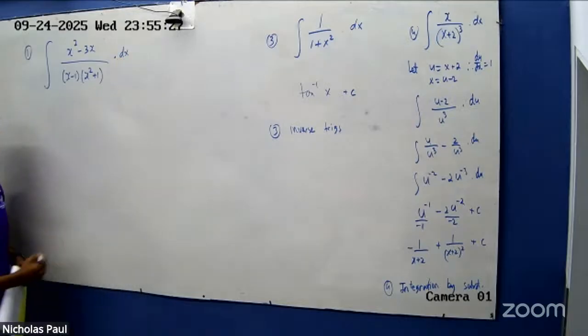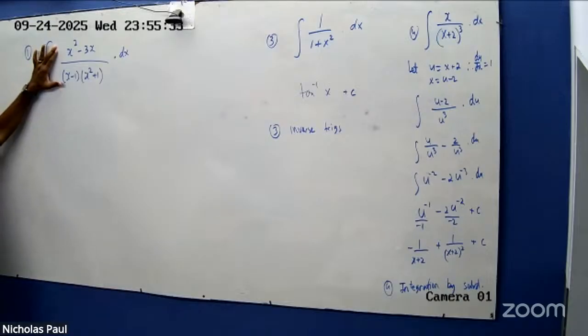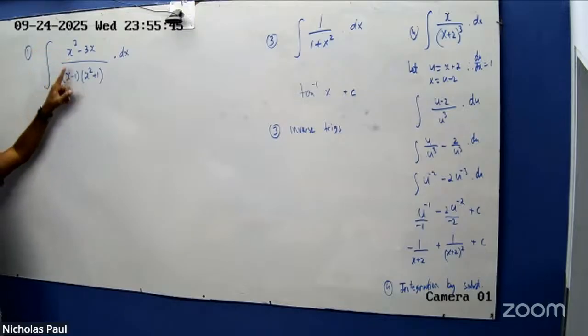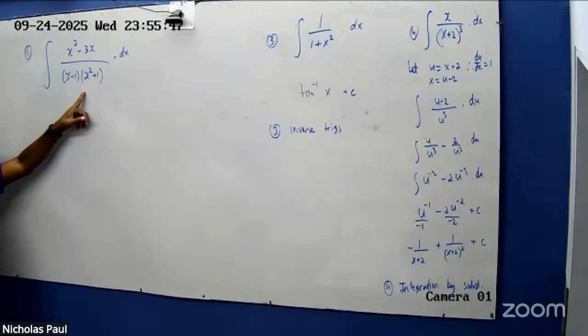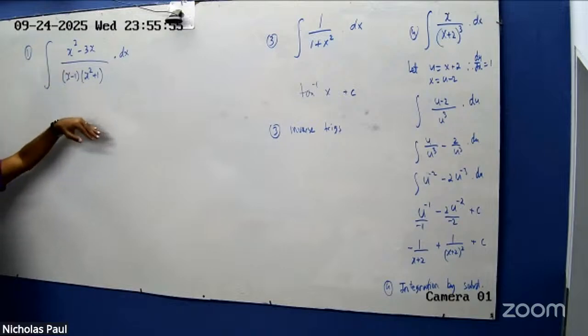What's the first thing we did before partial fractions? Before we try partial fractions, there's something we have to do. Check and see if it's proper or improper. Check the highest power here and the highest power here. What's the highest power down here? X cubed. The highest power up here is 2. So this is proper.